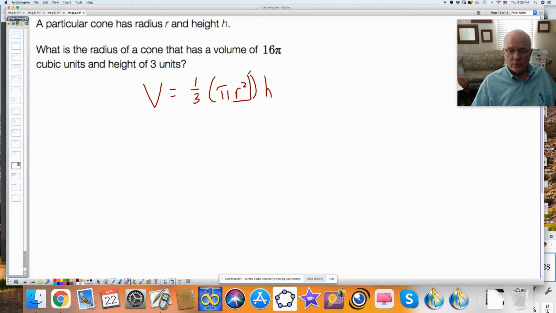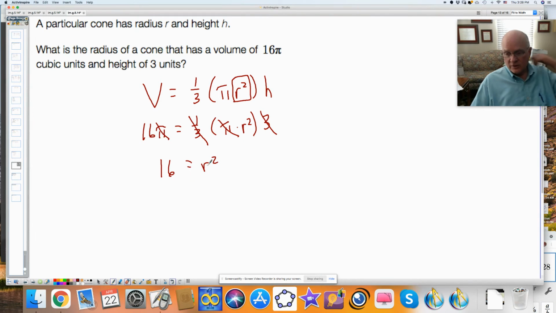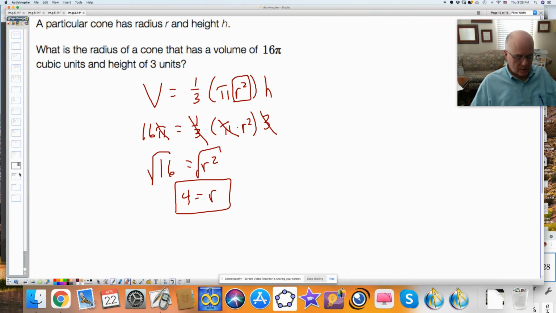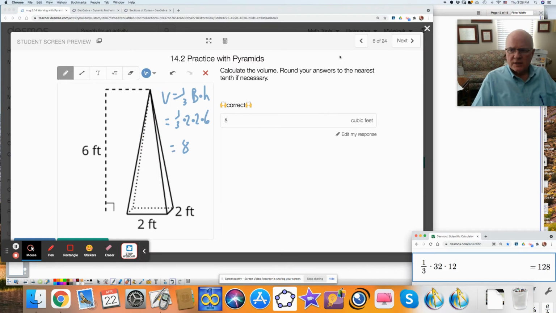In this instance, we're going to try to solve for r. We're given this is 16 pi again. We have 1/3 times pi times r squared, and here we're given that 3 is the height. Well, 1/3 of 3 cancels. I can divide both sides by pi, and I get 16 is equal to r squared. The inverse of squaring is square rooting, so I get r is equal to 4. And now we move to the next part of this lesson.